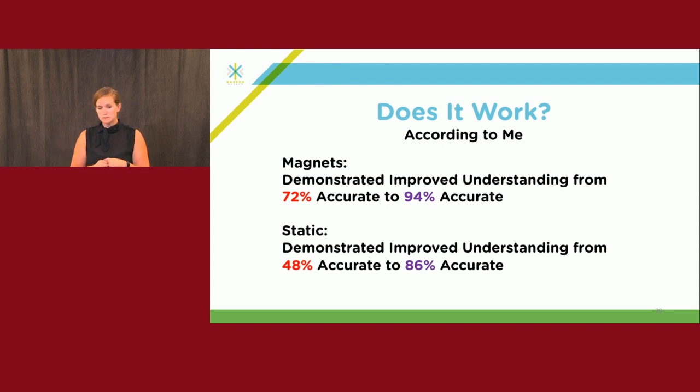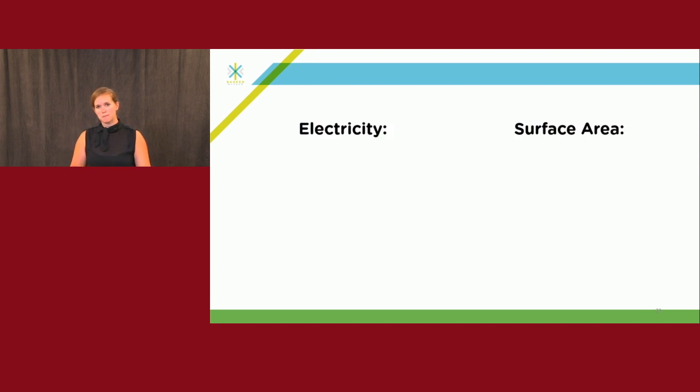I also did a very similar experiment looking at which materials could be used to generate static electricity. And this one, there was a much more dramatic jump. We went from 48% accurate to 86% accurate. So this one was good because it showed me that fewer people understood it to begin with, and we were able to get it up much higher by the end of the experiment.